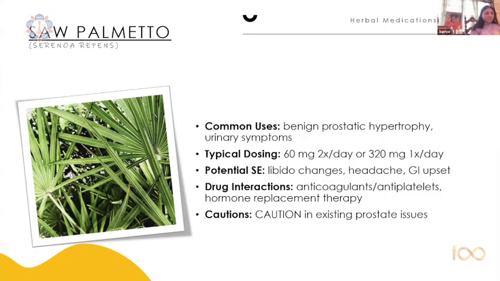It can cause changes in the libido because, again, it does affect testosterone. So you'll have libido changes. It can cause headaches and GI upset. Be careful if you're on hormone replacement therapy for anything, so prostate cancer or anything like that, since it can cause a small increase of bleeding risk, not much at all, but be careful if you're on blood thinners. And then if you have existing prostate issues, definitely talk to your urologist or your general doctor before starting this medication. And that would be the organ to be most cautious of.